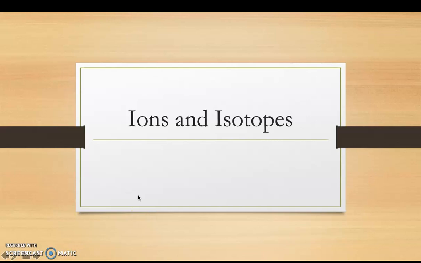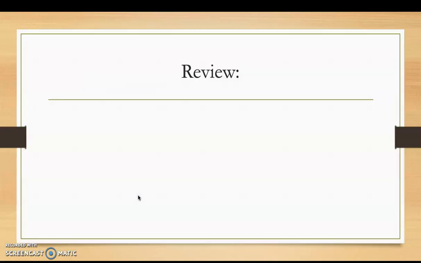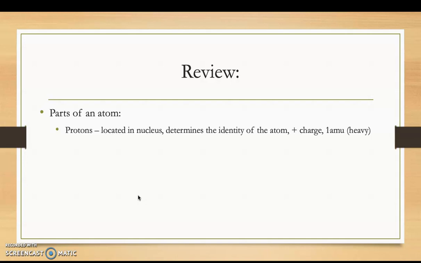Okay, this lecture is going to take a look at what we call ions and isotopes. So before we get into that, I want to do a little bit of review. Parts of an atom. So we have three main parts of an atom.